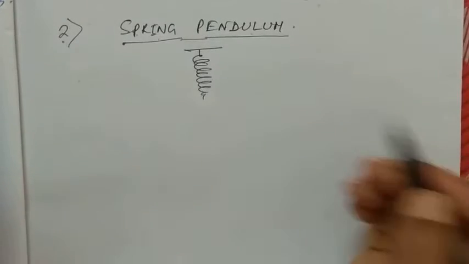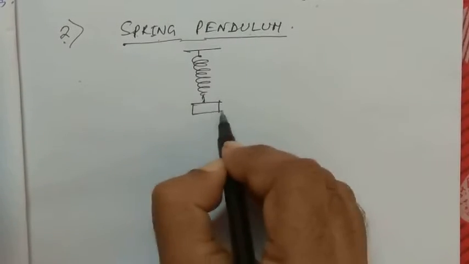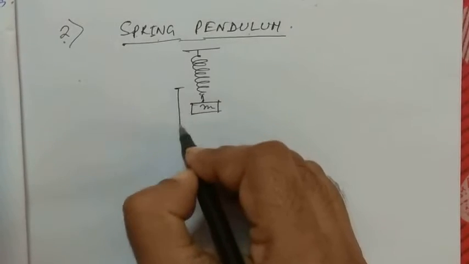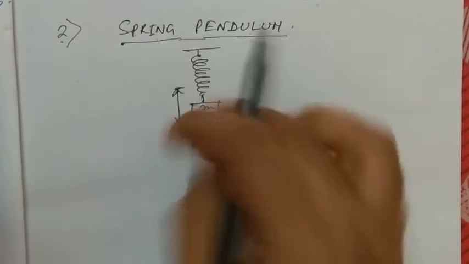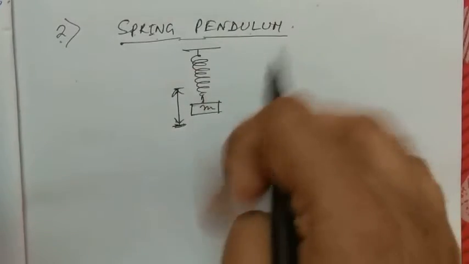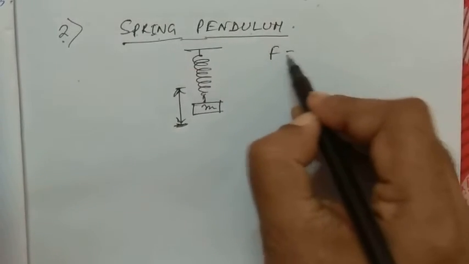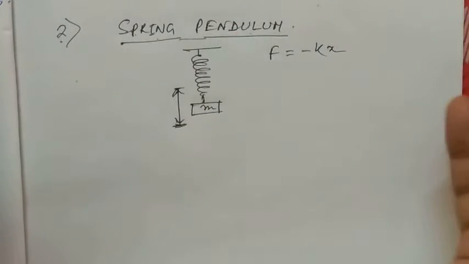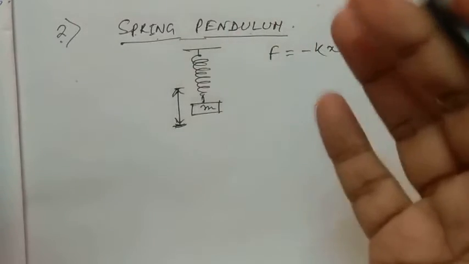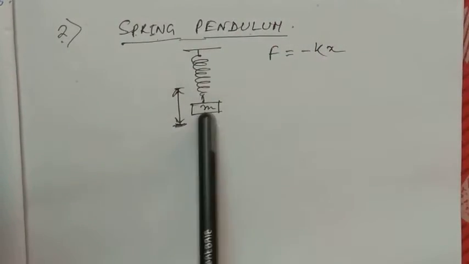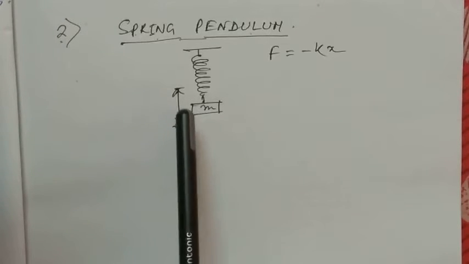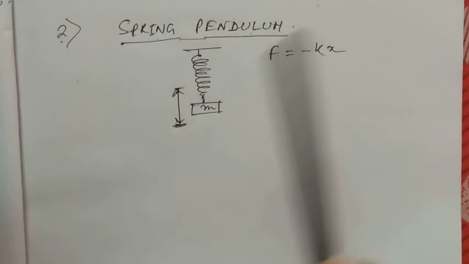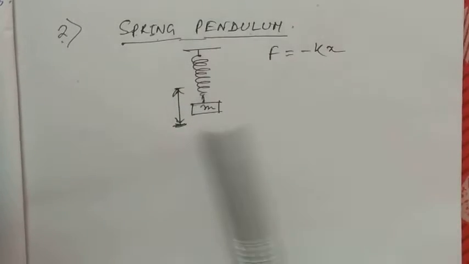This is a spring, and suppose we hang a mass M here. So the spring will oscillate in this fashion, up and down. So F is equal to minus kx, or rather you can start from F proportional to minus x. Now, when a small mass M is suspended from a massless spring, this arrangement is known as a spring pendulum.